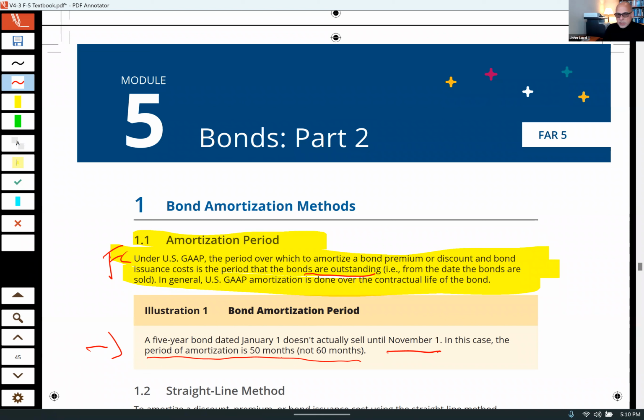So if you were being asked, what's the amortization of a bond discount? By the way, amortization of bond issue cost would be the same notion here. You would amortize that over the period the bonds are actually outstanding, in this example, 50 months, okay?